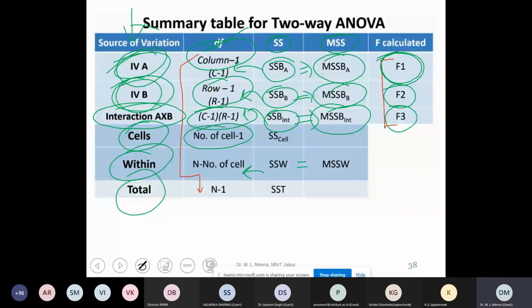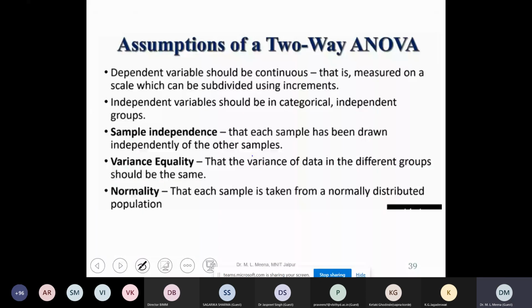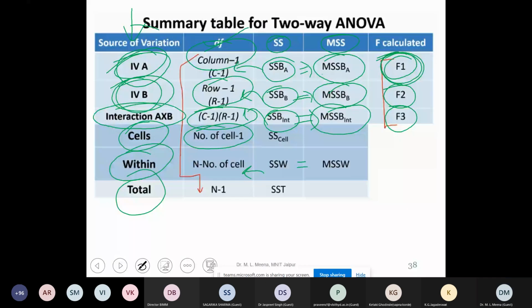We know that F is the ratio of the mean sum of squares between groups divided by within groups. According to this table, we will solve one solved problem in further slides.